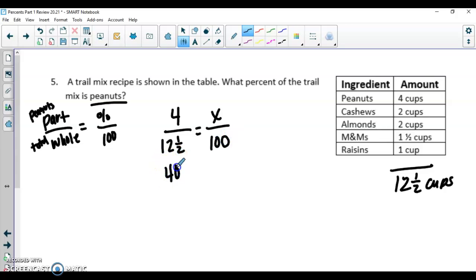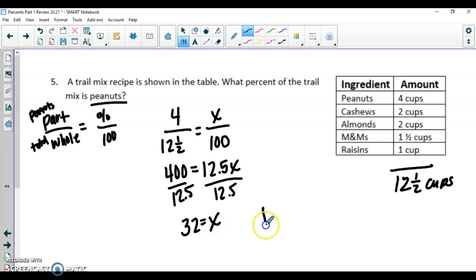So I'm going to cross multiply: 400. I'm going to rewrite this as 12.5x because it's just a little bit nicer then. I'm going to divide by 12.5 on both sides. And when I do 400 divided by 12.5, I get 32 equals x. So peanuts are 32%.